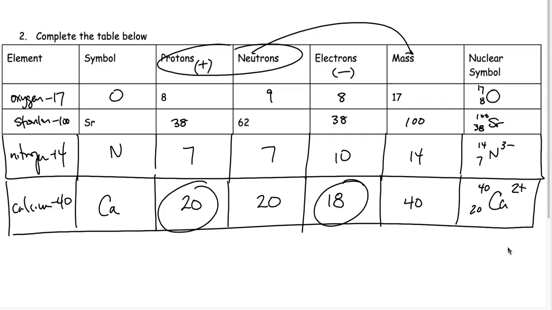I either have to, A, give you a symbol that has a charge on it, or I have to tell you a number of electrons that is different than the number of protons. If one of those scenarios is not true, that is a neutral element. Okay? All right, let's look at the next part.